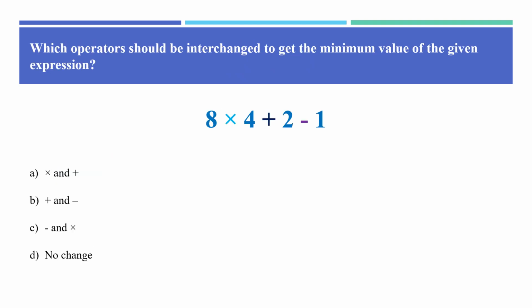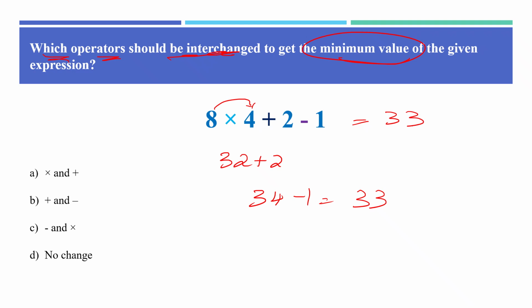Which operators should be interchanged to get the minimum value of the given expression? Okay, so first of all, let me check what is the value here. 4 times 8 is 32, plus 2 is 34, minus 1, which is 33. Okay, the actual expression gives us 33.